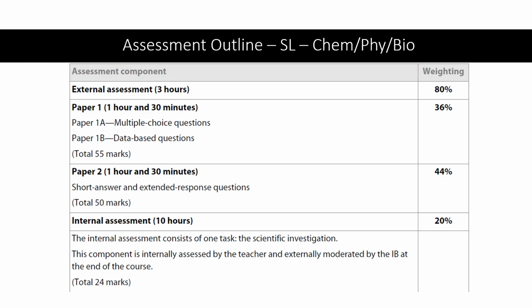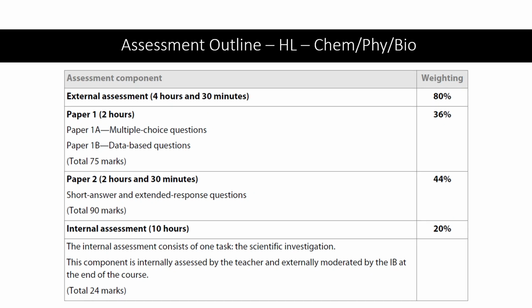So in terms of external assessment, your first paper, section A, is multiple choices, and section B are data-based questions, whereas paper 2 is what you tend to know as a theory paper. There would be short answer and extended response questions. The assessment outline for HL is similar, except that the external assessment is 4 hours and 30 minutes, but in paper 1 you still have MCQ and data-based questions, paper 2 you still have short answer and extended response, and your internal assessment, still worth 20%, is your scientific investigation.